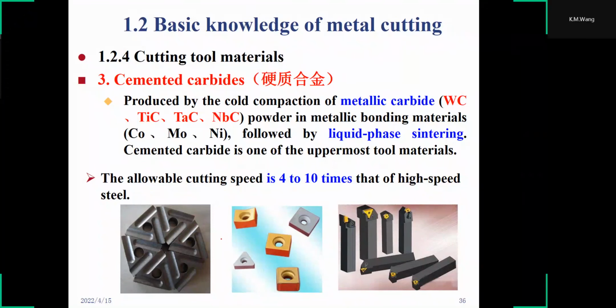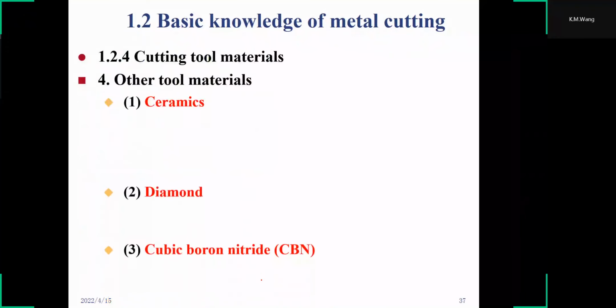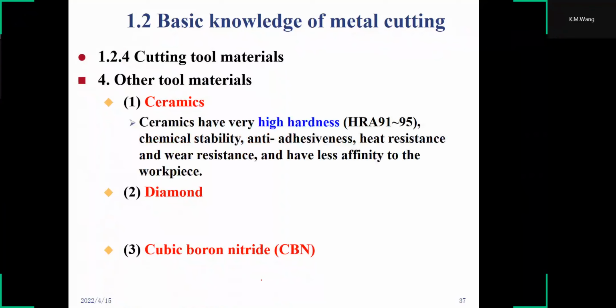This is some of the cemented carbide tools. We can know that this is general lathe cutting tools, and this is also another kind of tools. Okay, other tool materials include ceramics, diamonds, and cubic boron nitride. We can study this.